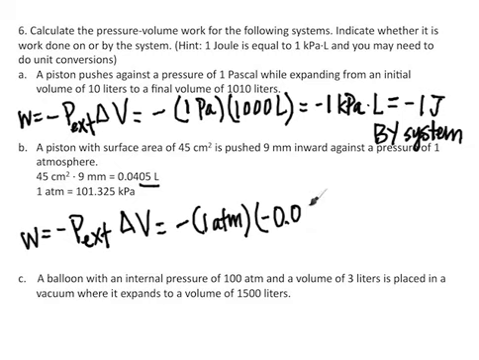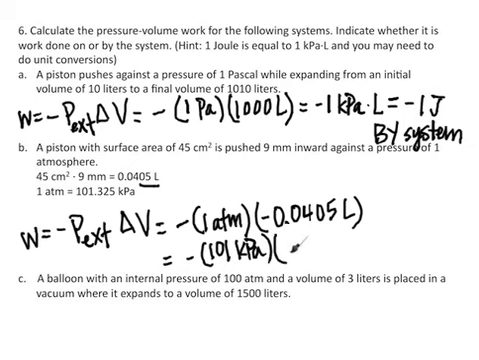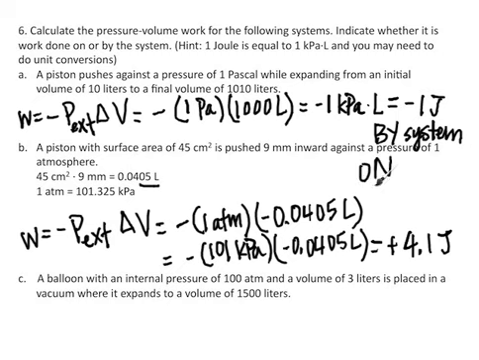So 0.0405 liters. And here we would use this conversion. So we would change it to 101 kilopascal. Okay, and so this equals 4.1 joules, about. So this is work on the system, right? Because the volume of the system is decreasing.